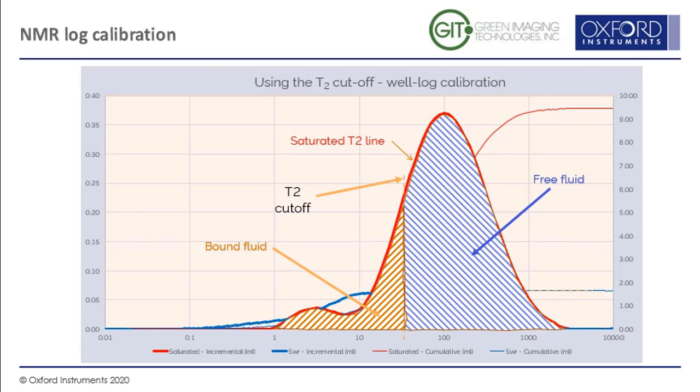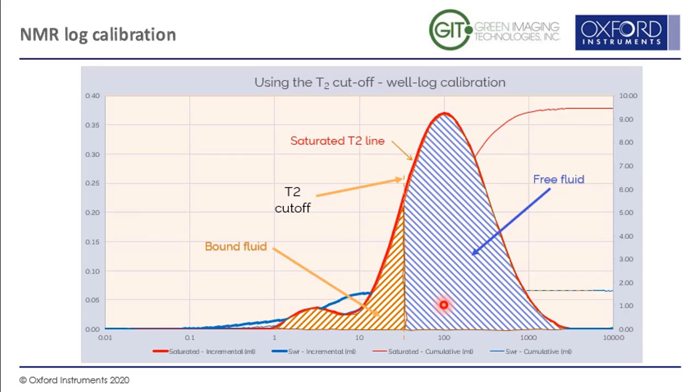The usual practice when evaluating NMR well log data is to use the same T2 cutoff values for the whole dataset to calculate bound and free fluid volumes. However, this may not be the best way to do the calculation, as the T2 cutoff value may well vary at different depths in the well.